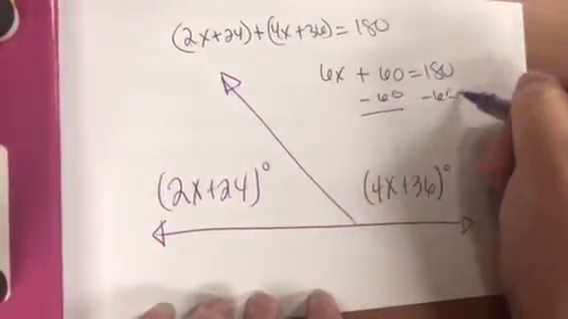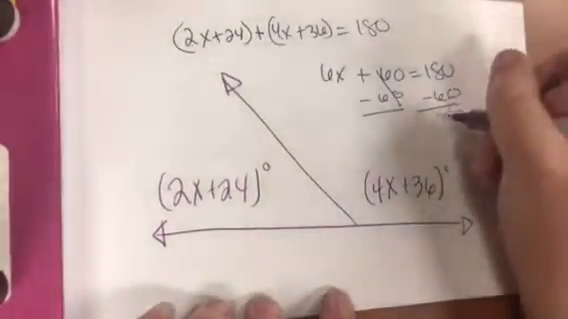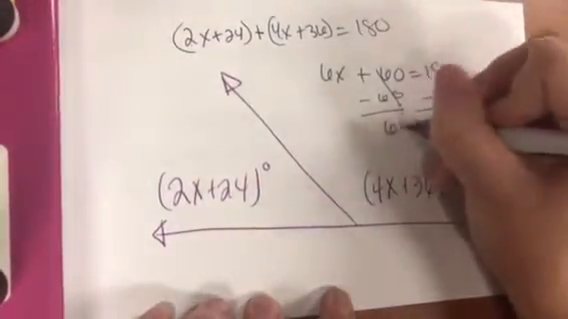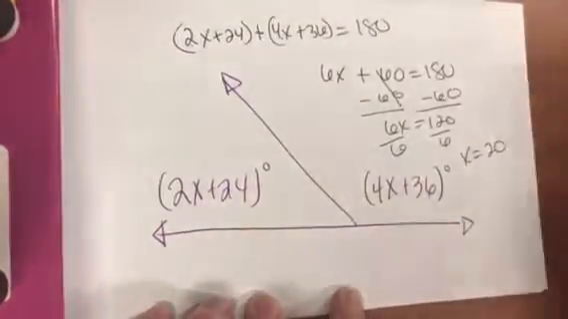Dude, there's no negatives. What? Look at that. That's because we can't have a negative angle. I know. That's amazing. So we've got 120 equals 6x. Divide by 6. Divide by 6. X equals 20. What? That's it?